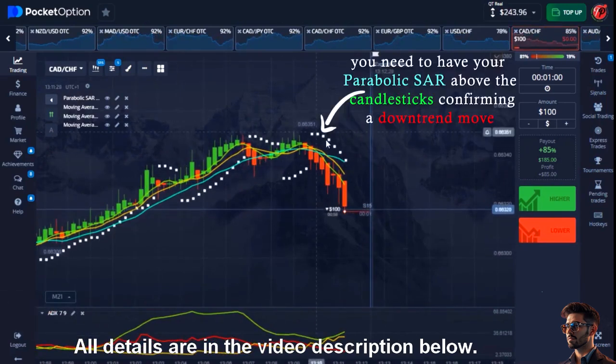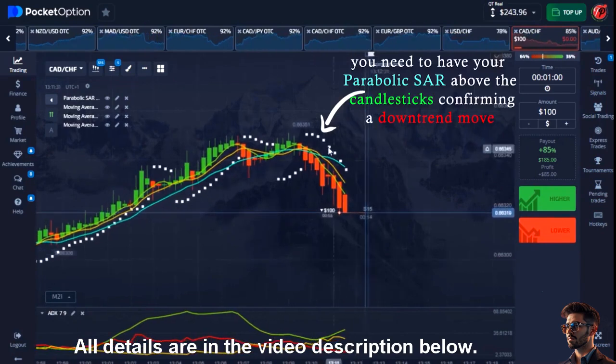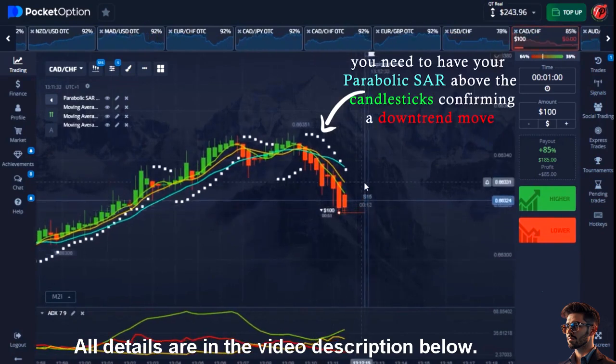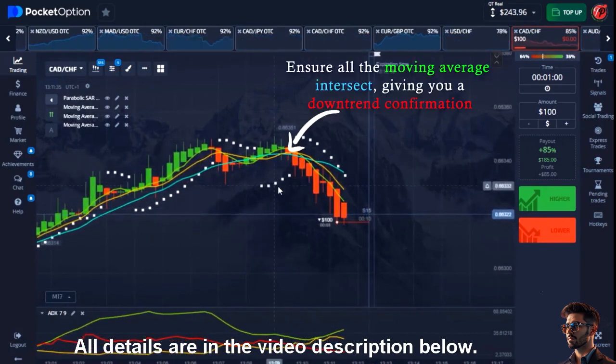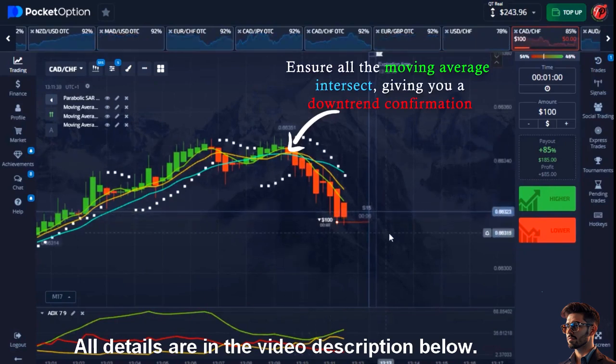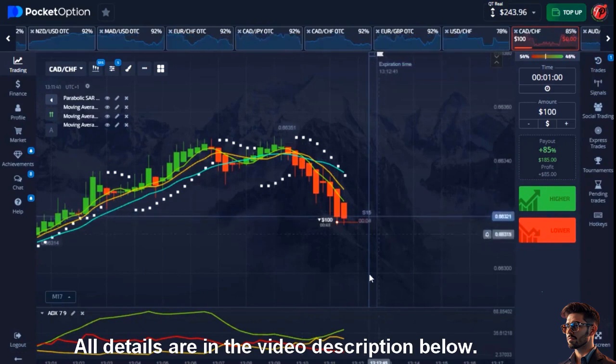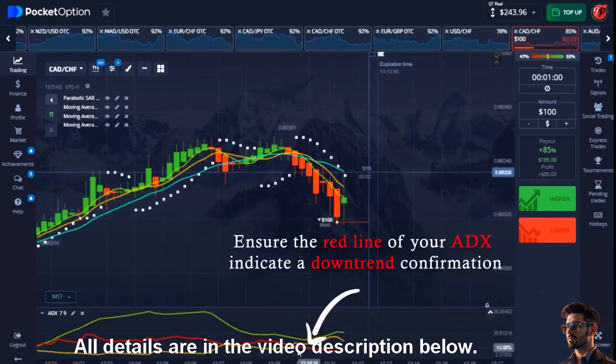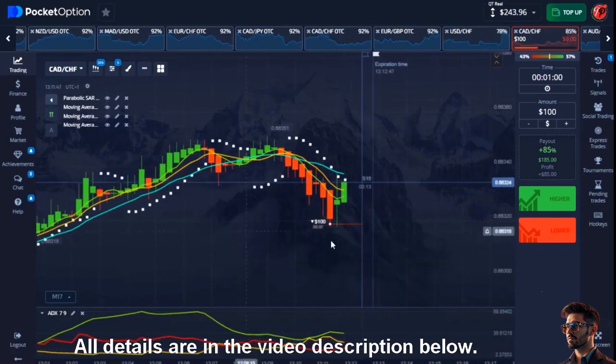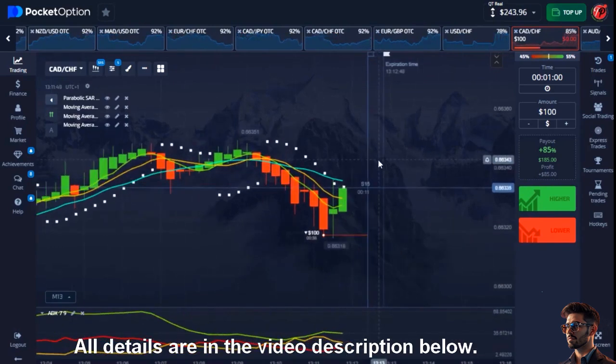Our parabolic SAR is actually giving us a very strong downtrend. The same thing applies with our moving averages. The three lines intersected here, and the three lines are actually giving us a very strong downtrend. If you check our ADX, you can see that the ADX right there is actually heading down, so good, but right now there's a reversal in the trend, which is not good at all.